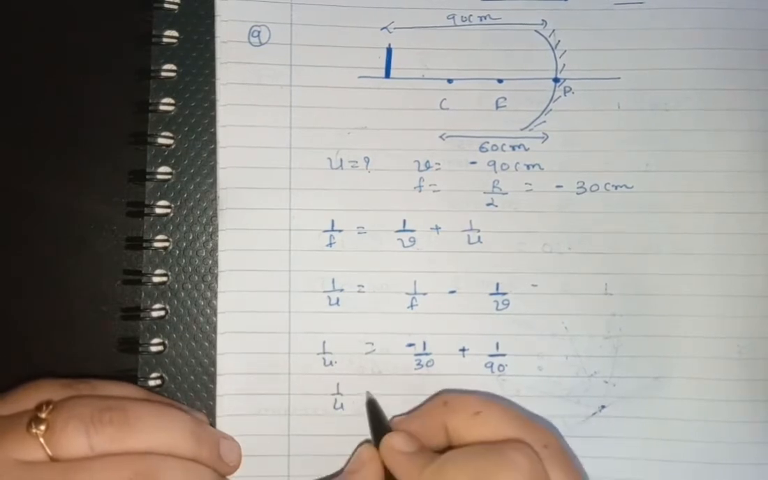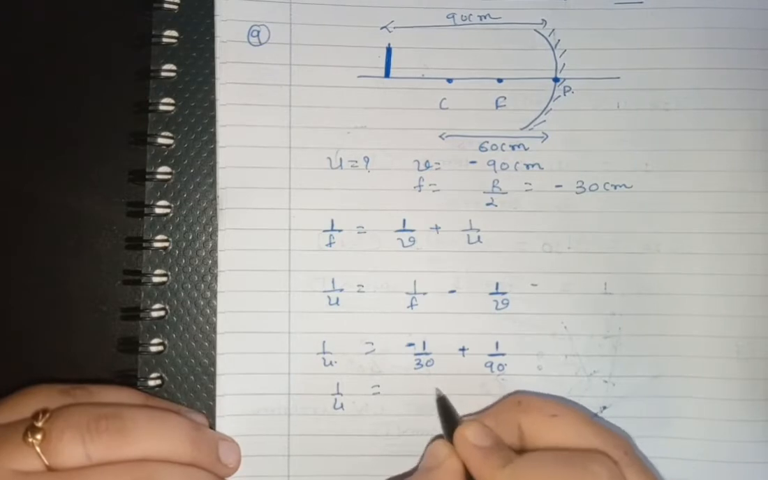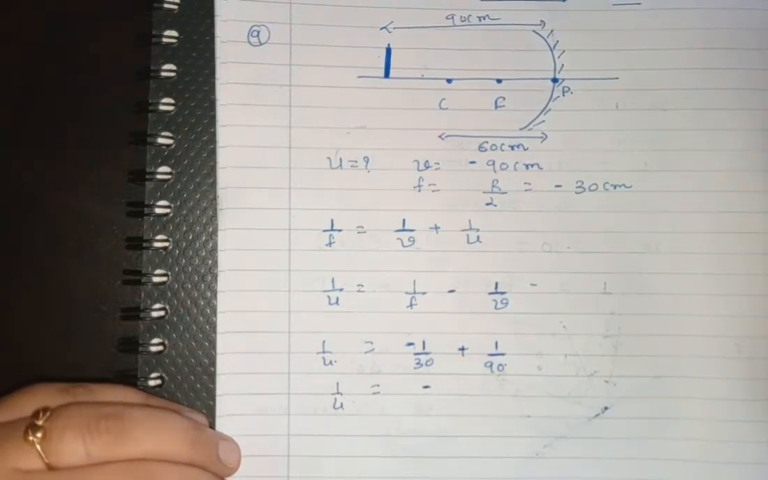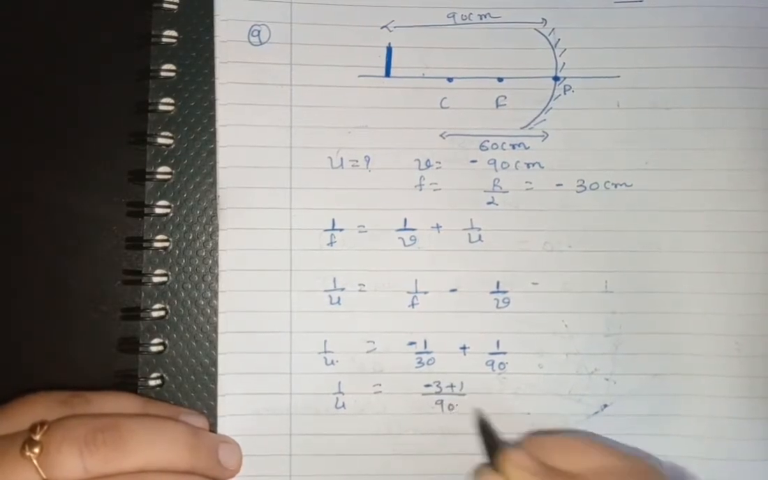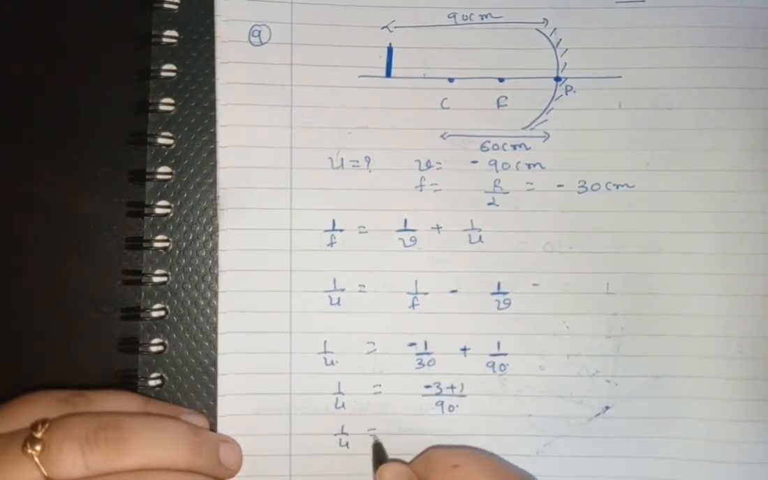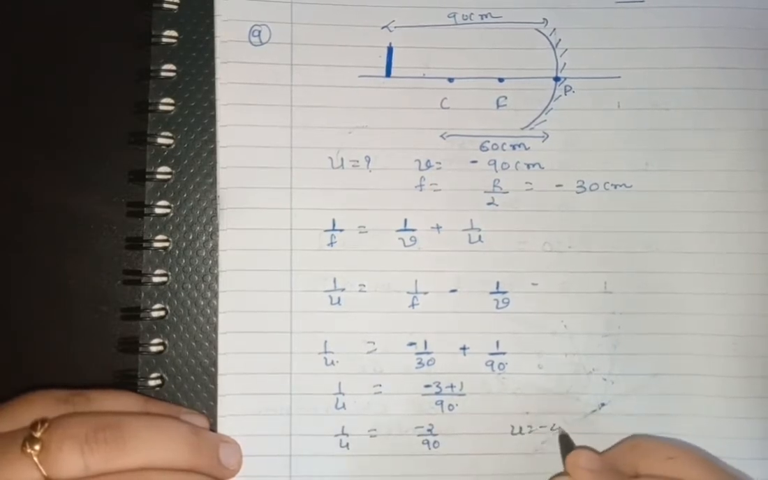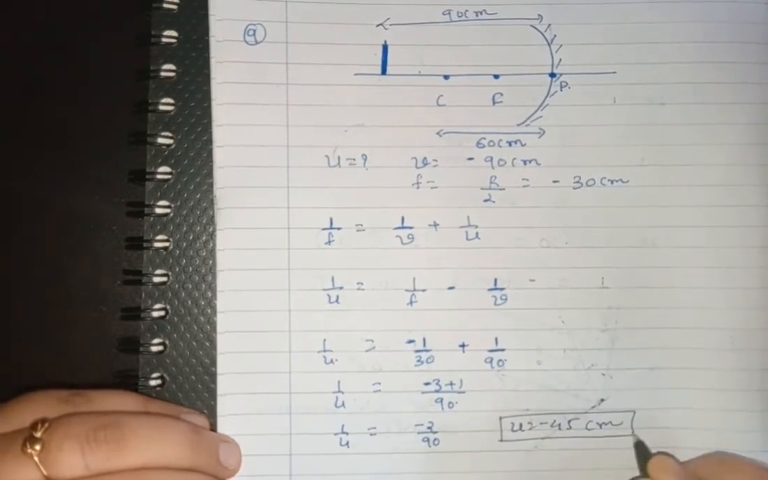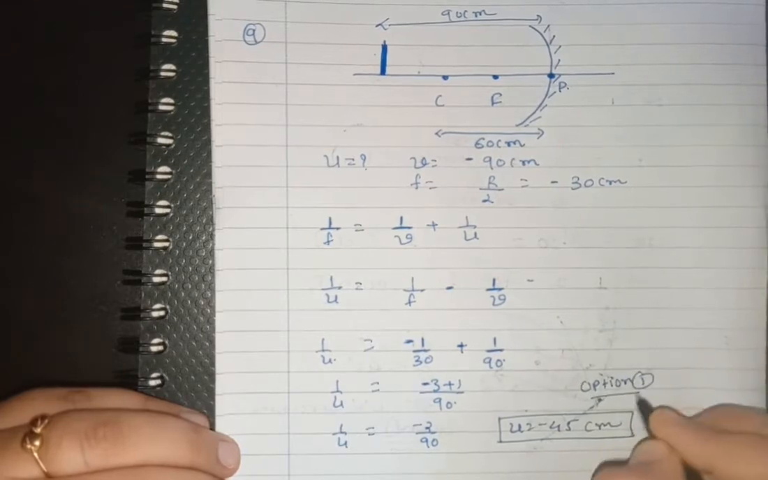So 1 by u will be equal to minus 3 plus 1 divided by 90. So 1 by u is equal to minus 2 by 90. So u is equal to minus 45 centimeter. So option 1 is correct option.